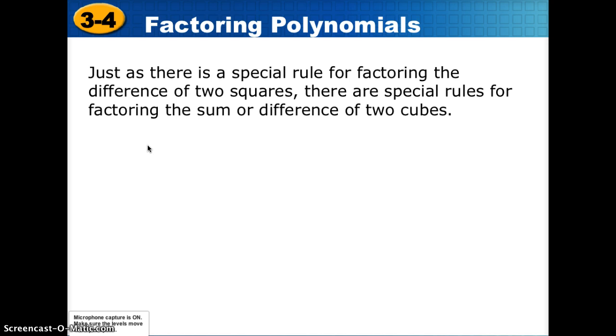You may have noticed in your vocabulary and your notes that we're going to be factoring not just difference of squares, but the sum of cubes and the difference of cubes.